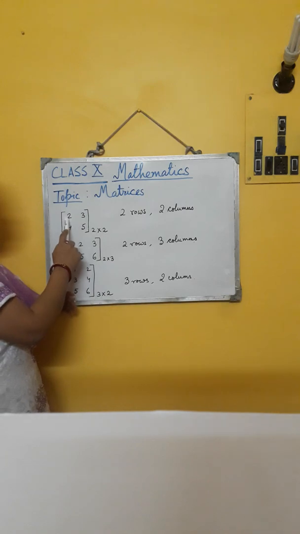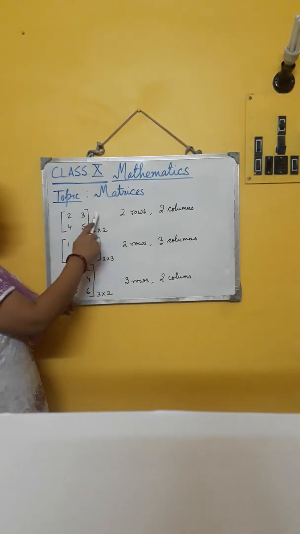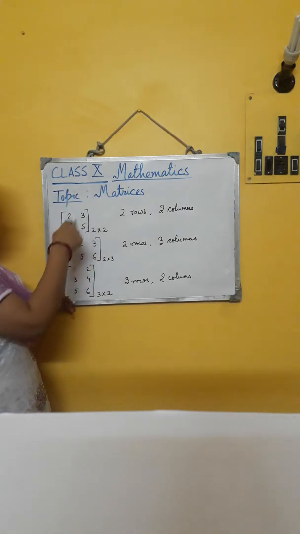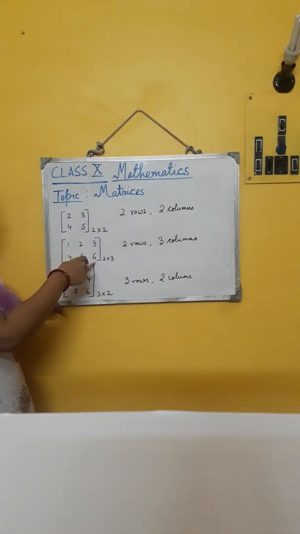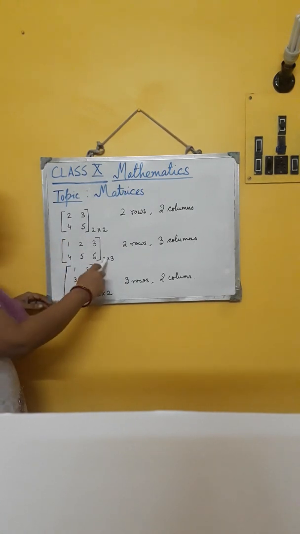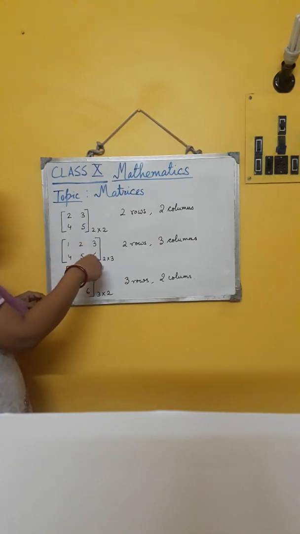You can see 2 and 3. They are arranged in a row. This is the first row. This is the second row. This is the first column. This is the second column. And here also you can see this is a row, this is a row. There are 3 columns.